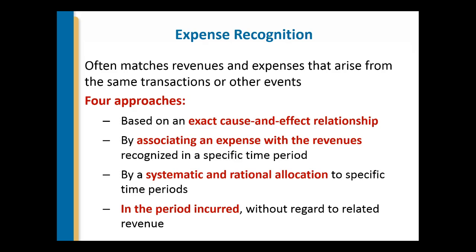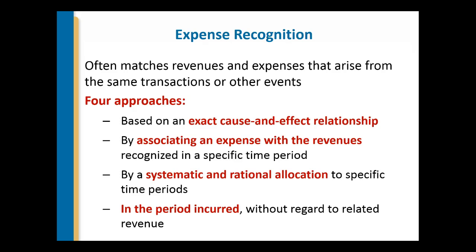So, based on an exact cause and effect relationship, this approach is appropriate for cost of goods, as an example, by associating an expense with the revenue recognized in a specific time period. For example, the monthly salary paid to an office worker is not directly related to a specific revenue event, so it is recognized by a systematic and rational allocation to specific time periods. Depreciation is an example of a systematic and rational way to allocate the cost of equipment to the periods in which that equipment is used to produce revenue.